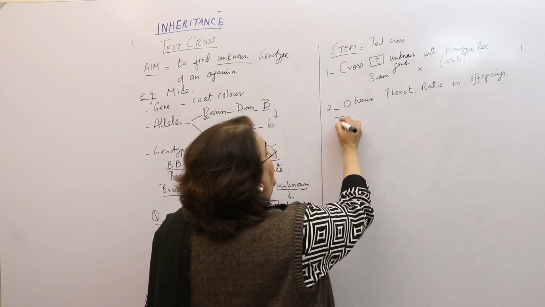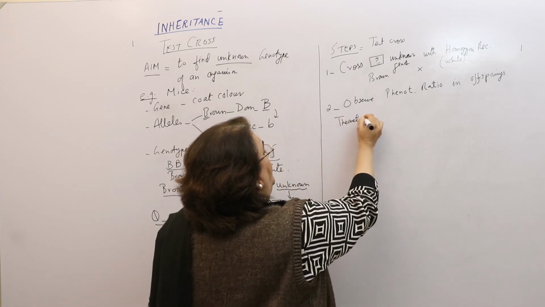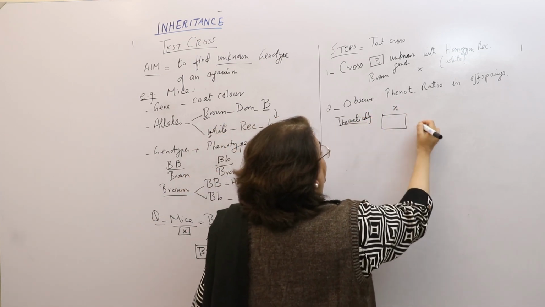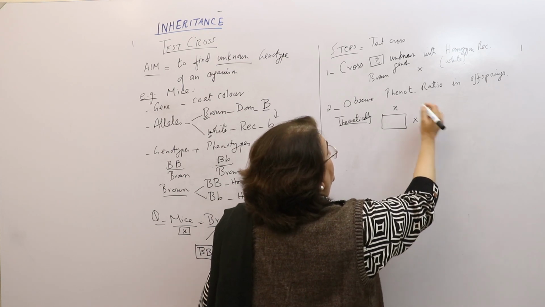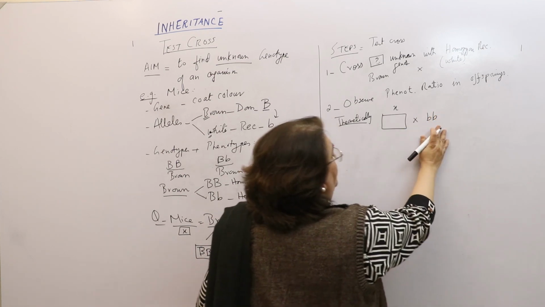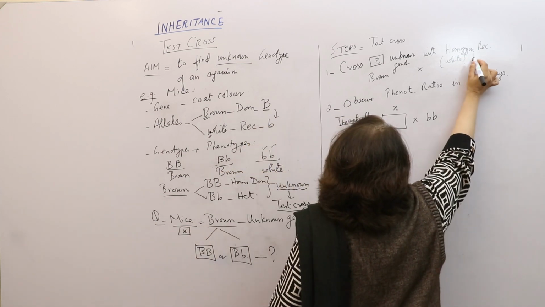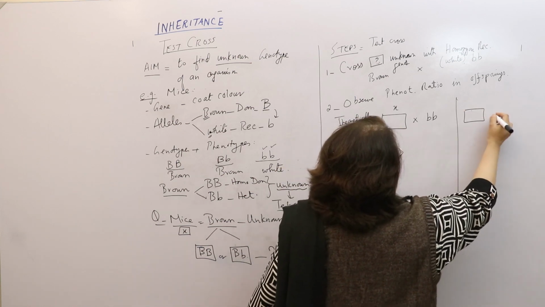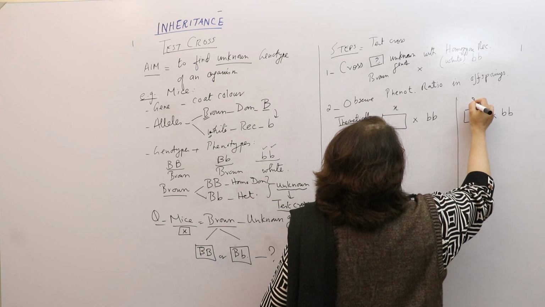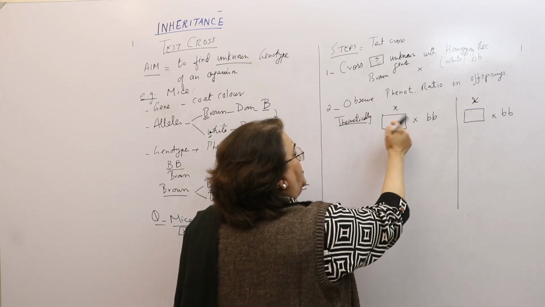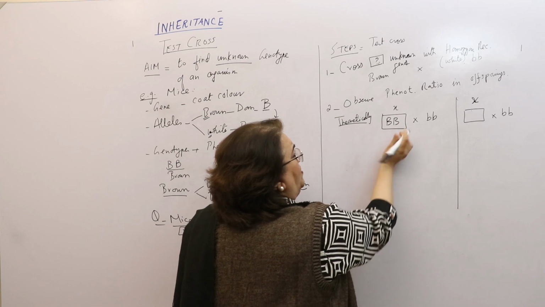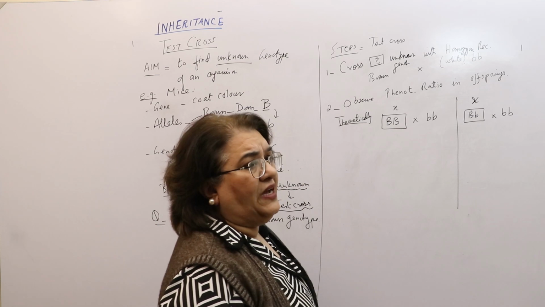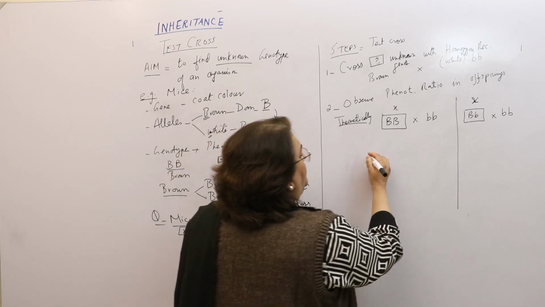Now, theoretically, we already have worked this out. This is, for example, organism X, and if we cross this with what? Small b and small b, the homozygous recessive one that is here. And this is the X. So supposedly, if this was a homozygous dominant or a pure breed, or if this was a heterozygous, then what would be the outcome in both of these cases? Let's draw a Punnett square.